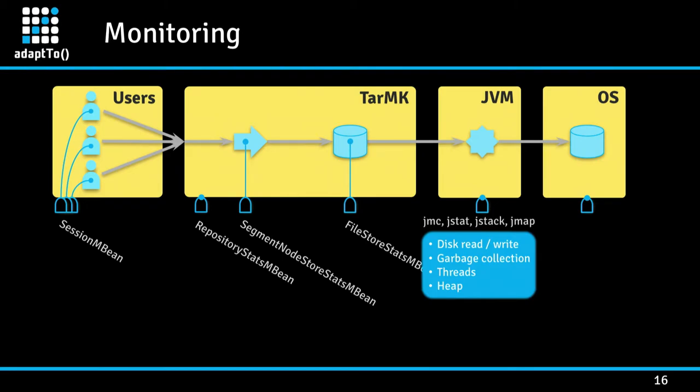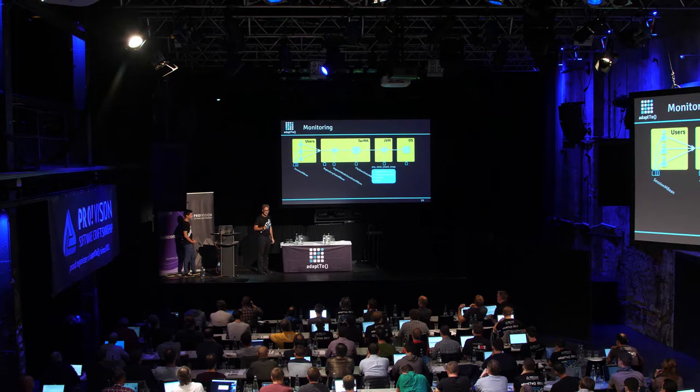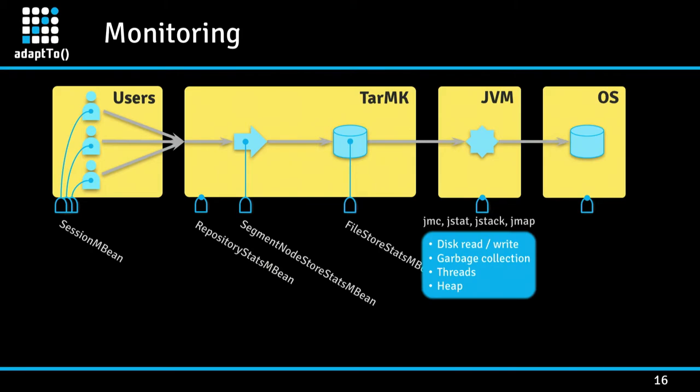And then there's JMap for looking at the heap of the JVM. An interesting option of JMap is that it allows you to take class histograms. So instead of taking a full thread dump, you can quickly take a histogram of the number of allocations per class, helping you to understand what the system is doing without having to analyze a full expensive thread dump.